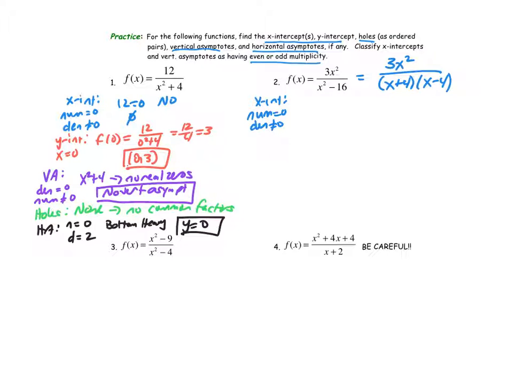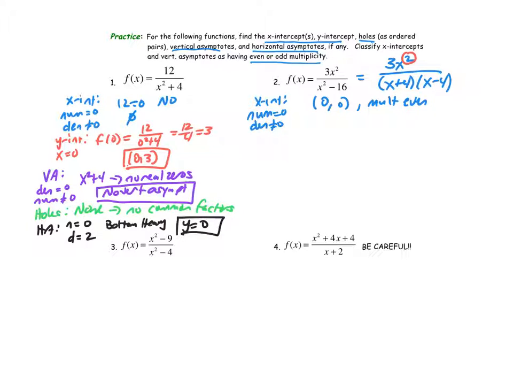So the numerator equals 0, and the denominator is not equal to 0 when x equals 0, right? 3x squared equals 0 when x is 0. So that means we have an x-intercept at (0, 0), and the multiplicity is even because the factor that gives us the 0 at 0 is an exponent of 2, which is an even number.